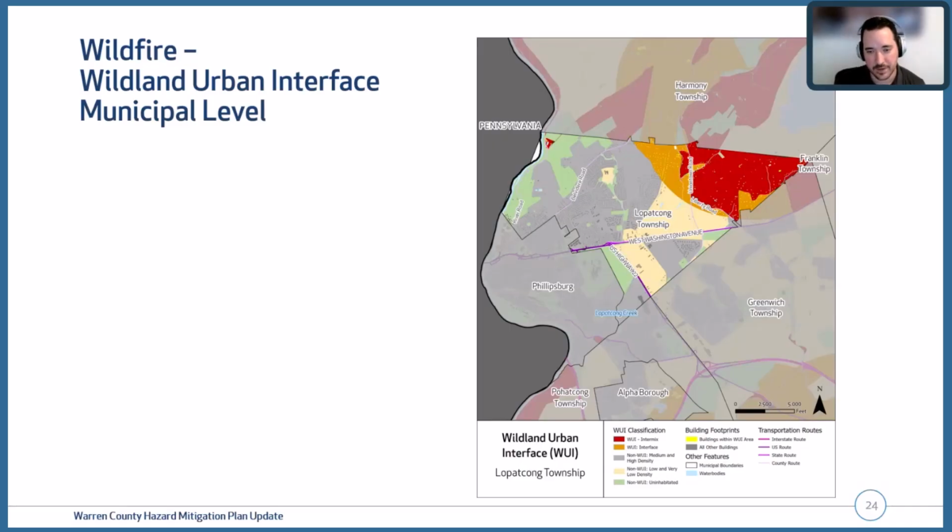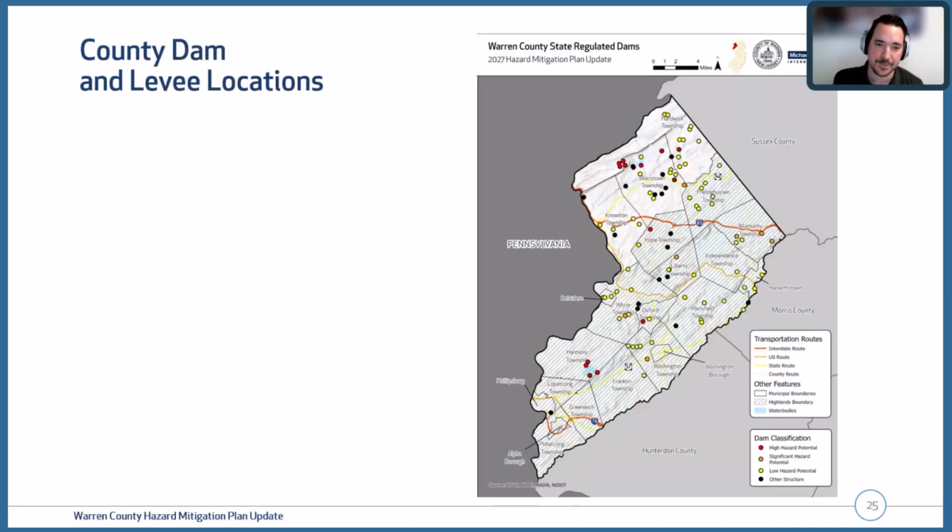And here's just another version of a zoomed in approach on how we'll capture that information in the plan. Another important portion of this plan that we talked about at the last meeting was that high hazard potential dams are really important to capture in the hazard mitigation plan, because doing so allows whoever owns those high hazard dams to potentially get funding in the event that something had impacted the dam itself in a hazard event.